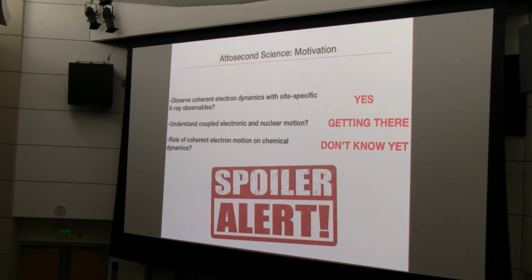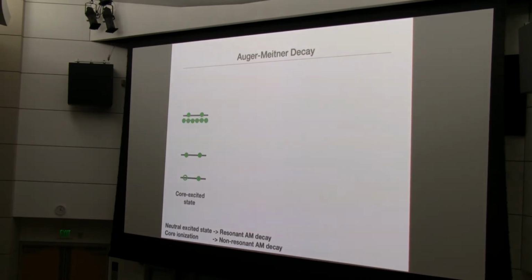But let me show you a couple of examples of experiments we did with these attosecond pulses. So the first one has to do with the Auger-Meitner decay. This is typically a fairly boring and well-known process in X-ray science. If you remove an electron from a core level, you create a core-excited state. One of the decay channels for this state is this Auger-Meitner process, which is driven by electron correlation. You can think of it as essentially other electrons in your atom or in your molecule colliding with each other.